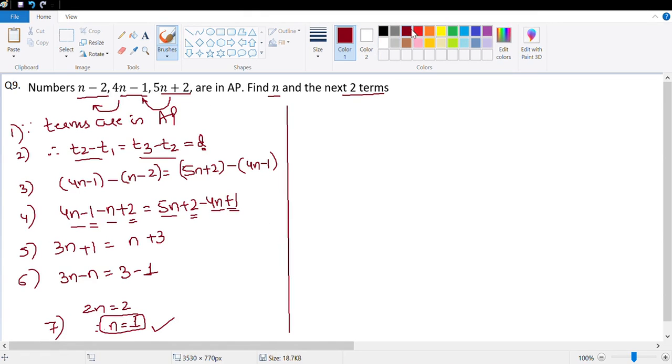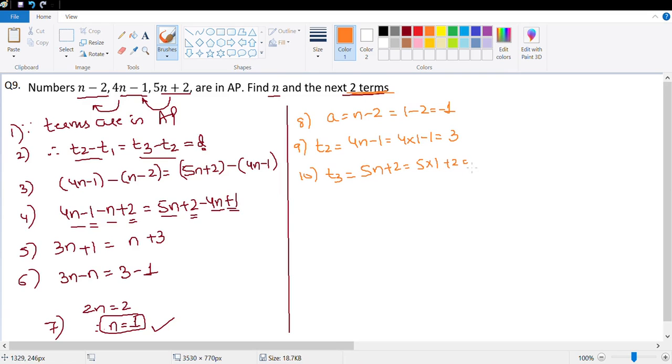Next part of the question, we need to calculate the next two terms. So a is equal to n minus 2, which is equal to 1 minus 2. That's negative 1. Next, term 2 will be equal to 4n minus 1. That's 4 into 1 minus 1. That's 3. And term 3 is equal to 5n plus 2, which is 5 into 1 plus 2. That's 7. So now we need to figure out the common difference. So D will be equal to 3 minus negative 1, which is equal to 3 plus 1, which is 4.